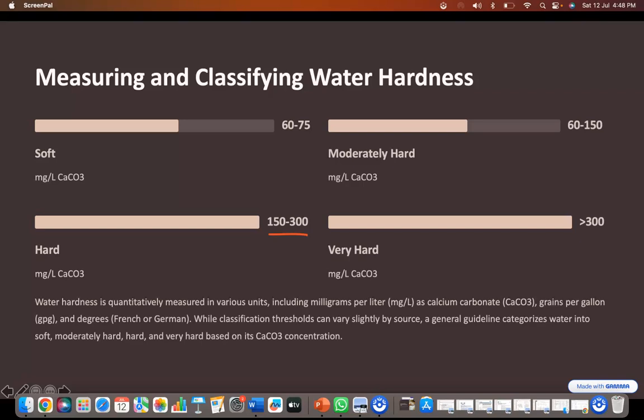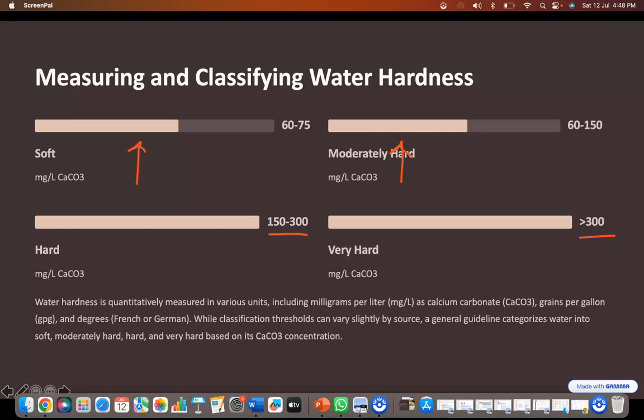If we are boiling this hard water, then it forms scale. If the hardness is higher than 150 to 300, or more than 300 ppm, then we say it is very hard water. In hard water and very hard water, this hardness needs to be removed to bring it back to either moderately hard or soft water.